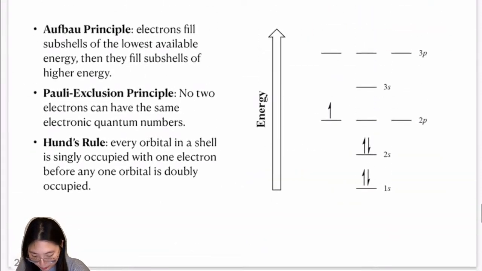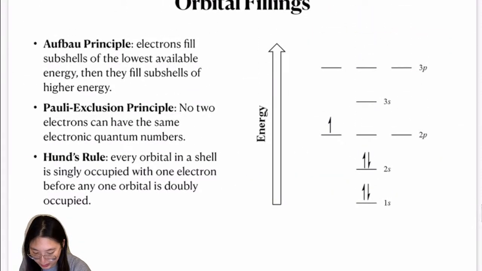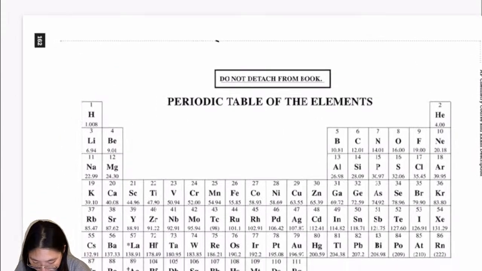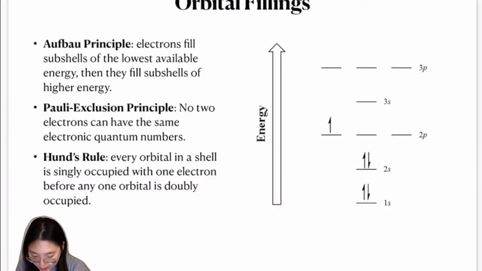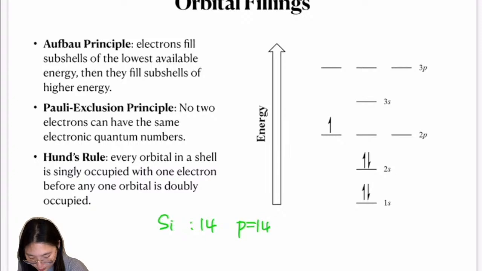Okay, so why don't we try to do some practice on how we properly write the electron configuration. Let's say, for example, silicon. Silicon has an atomic number of 14. This means that it has 14 protons. It also means that it has 14 electrons.